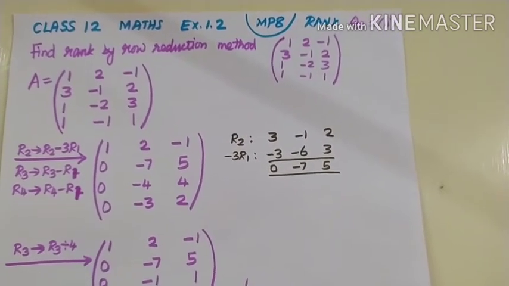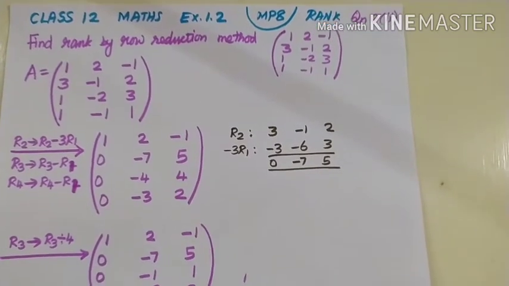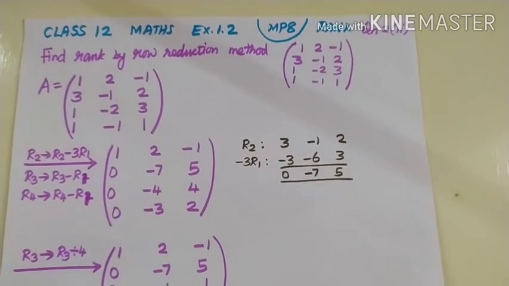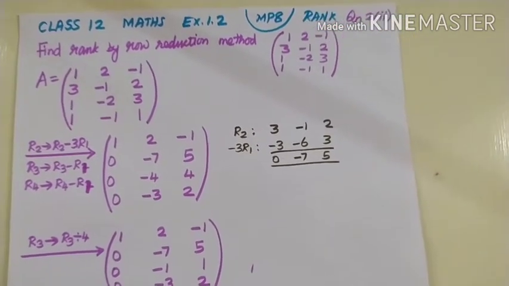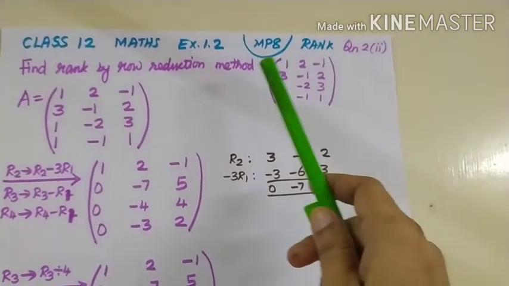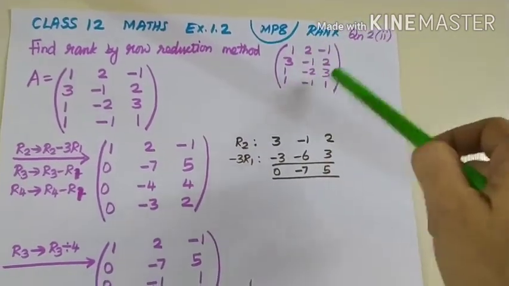Exercise 1.2, question number 2, subsection 2. Find rank by row reduction method. Given a matrix, there are 4 rows and 3 columns.